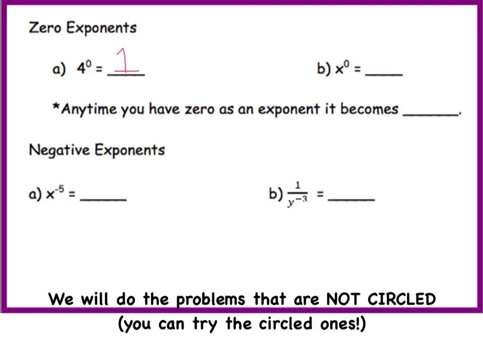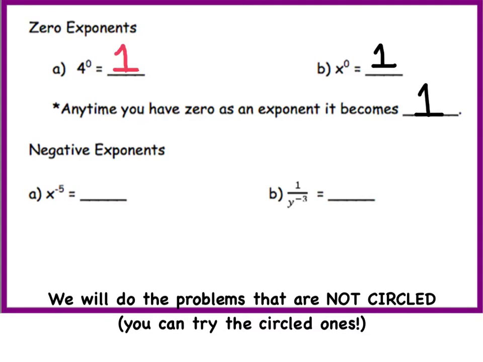So what this is telling us is that it doesn't matter what you raise to the 0 power, it's always going to be 1. Even a letter raised to the 0 power, the answer is still going to be 1. So anytime you have a 0 as an exponent, it becomes the number 1.